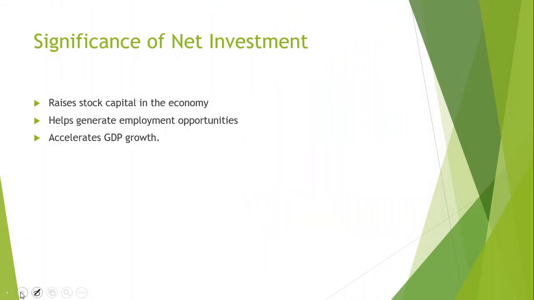Significance of net investment, why it is so significant: it raises the stock capital in the economy. Net investment truly raises the stock capital instead of just replacing it. That's why economies increase every year. It also helps generate employment opportunities.